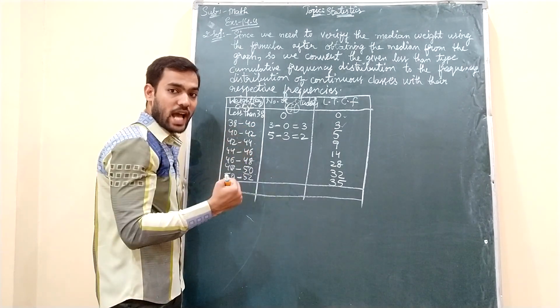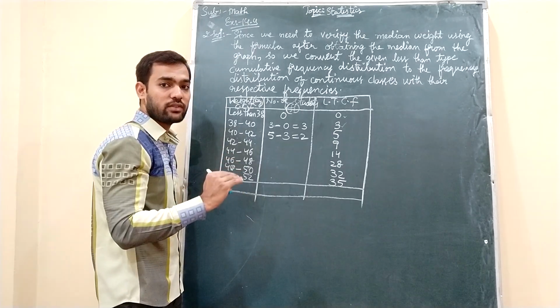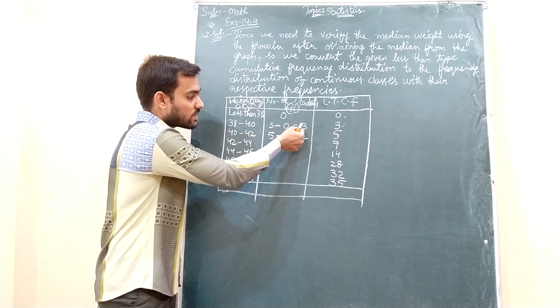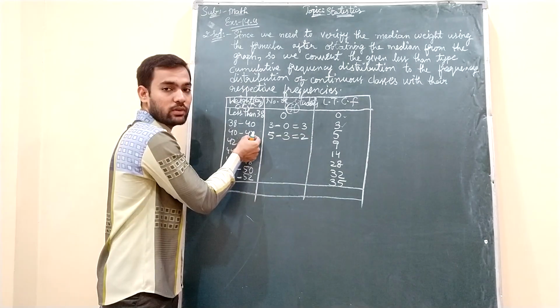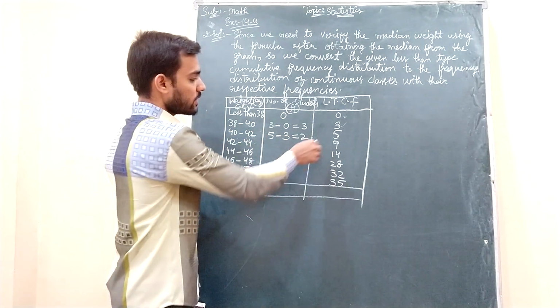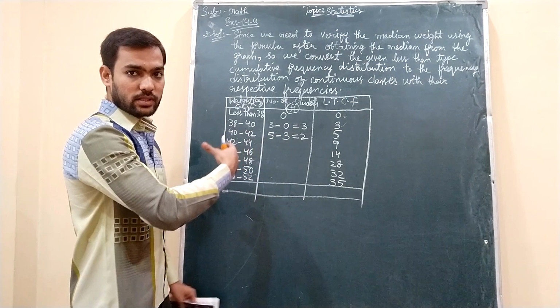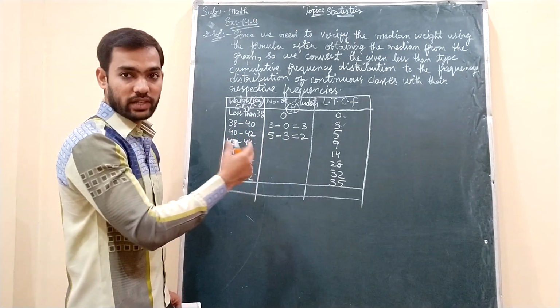But if we see as per the question, less than 42 he has taken 5, which means this 2 as well as this 3, this altogether comes into this weight. Okay, less than 42 means. So that is the reason, don't get confused. We are separating the students into different categories.